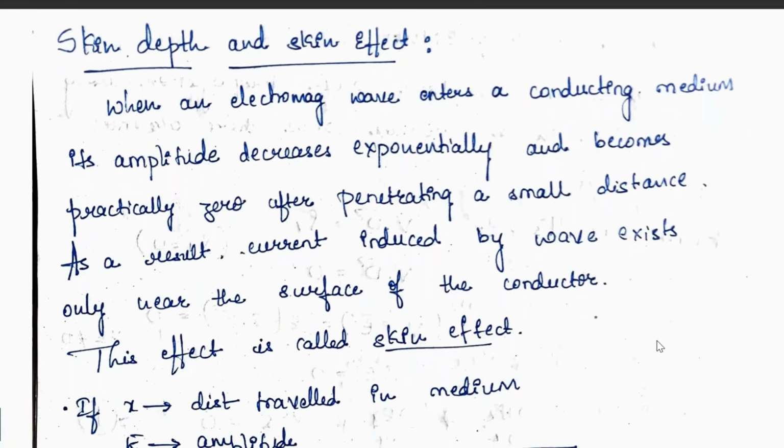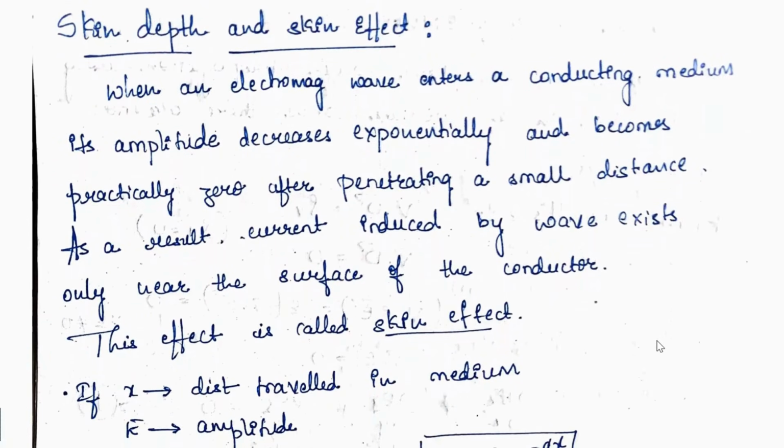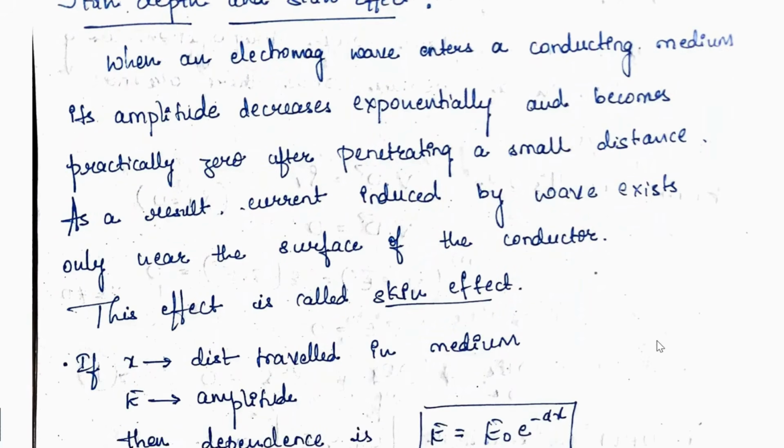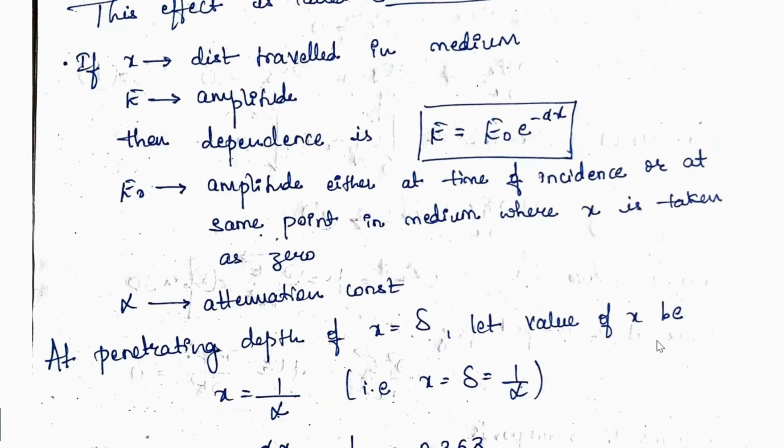Next is the last and the most important topic, that is the skin depth and the skin effect. When an electromagnetic wave enters a conducting medium, its amplitude decreases exponentially and becomes practically zero after penetrating a small distance. As a result, the current induced by the wave exists only near the surface of the conductor. This effect is called what? Skin effect.